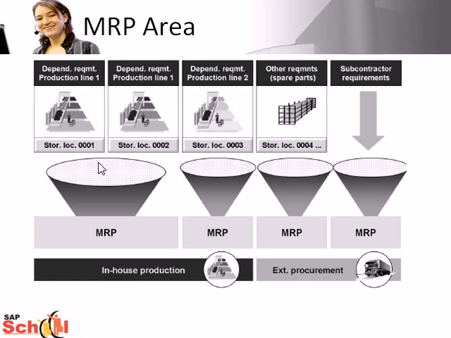A storage location can be assigned to only one MRP area. So there is a 1:n relationship. One MRP area can have multiple storage locations. However, one storage location can only go to one MRP area and not to another one, for example. So let us now go into the system and look at how we work with these concepts that we've discussed.